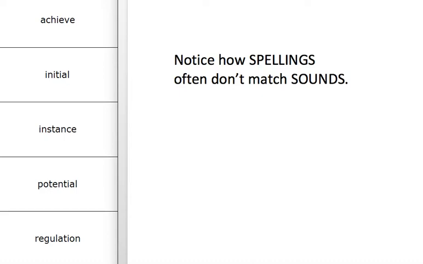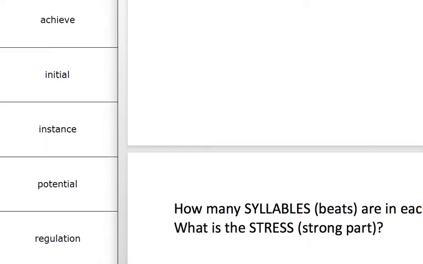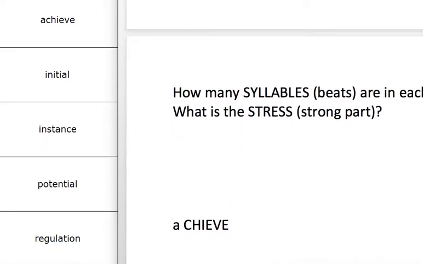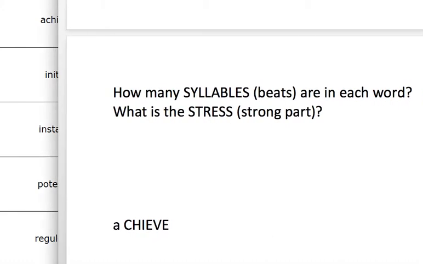Okay, so let's start by noticing how the sounds do not match the spellings many times with English words. The way we pronounce them is different than how we spell them. So, what we're going to do here is notice how many syllables or beats are in each word.